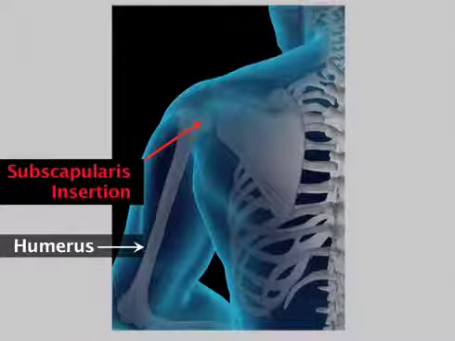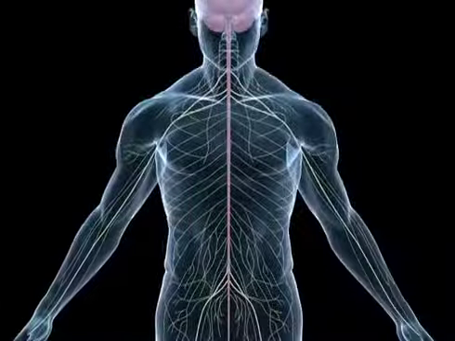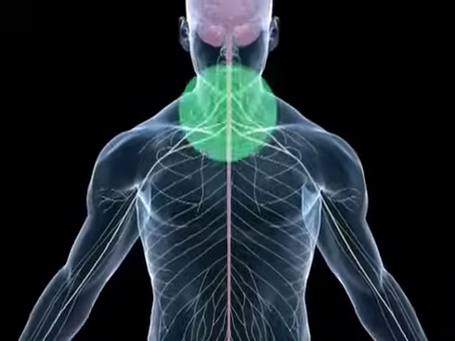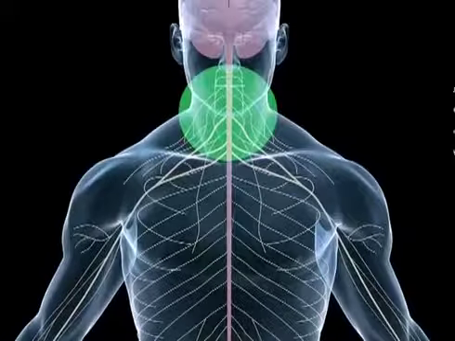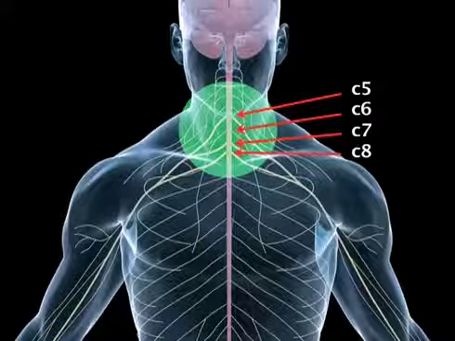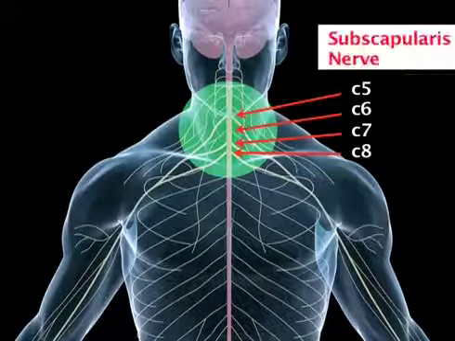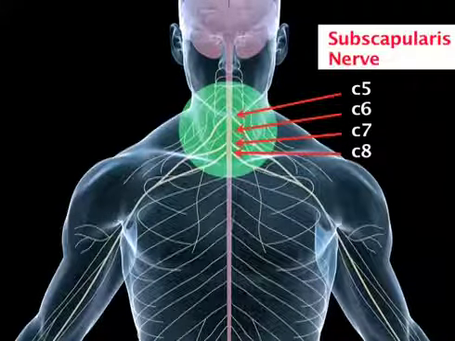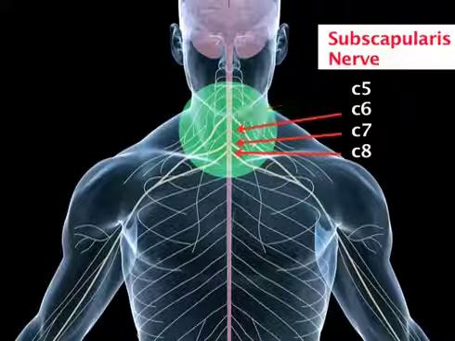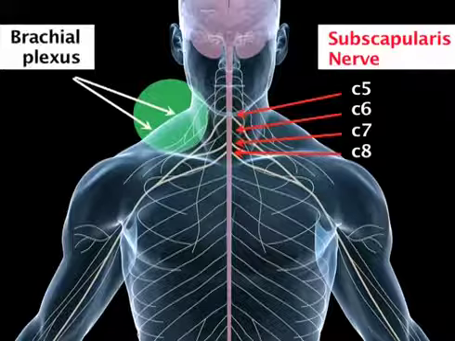Now come to the innervation. The muscle is supplied by branches of the subscapular nerve, which has root value C5 to C8. It means the subscapularis is supplied by a nerve known as the subscapular nerve, which originates from roots C5 to C8 of the brachial plexus.